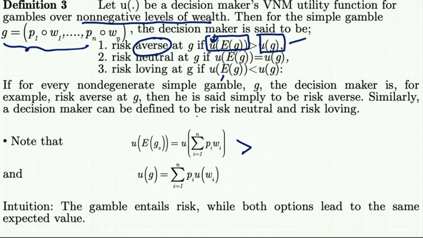Okay, so I hope this is very clear to you. And if I change the color here, instead of this, it becomes less, then the person is said to have risk-loving at gamble G. But if we have an equal sign, then this person is a risk neutral person. Okay, so here we want to relate it with a bit of mathematics.